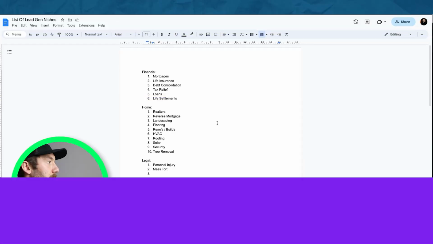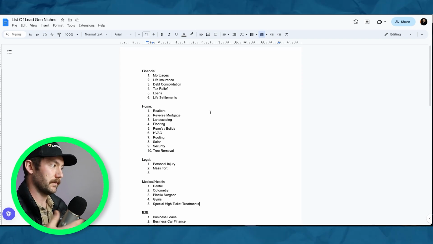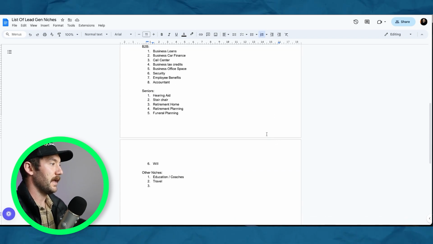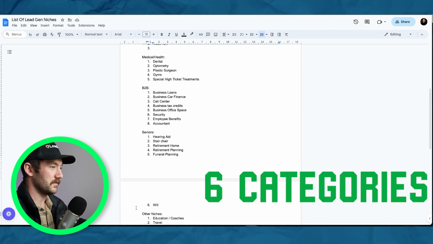All right, so I've got a couple different niches here on the computer. I just kind of wrote these off the top of my head. I'm going to talk about 6 main categories that I thought of. There's obviously almost endless different niches that you could do lead gen for. Three things that I want to mention before I jump into this. And if you're considering trying to figure out a niche to go into right now, then this is going to be relevant to you.